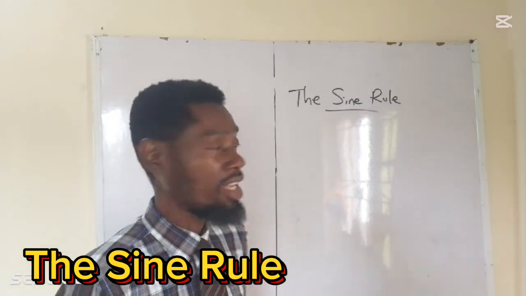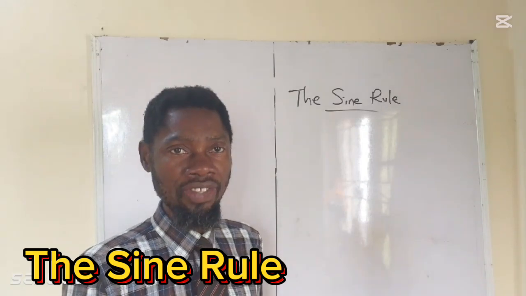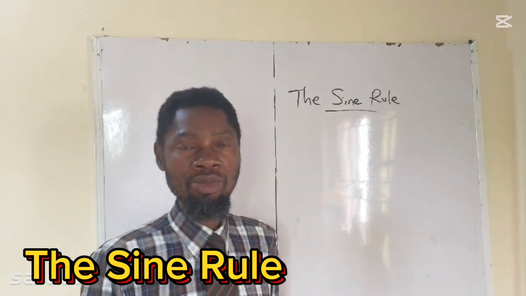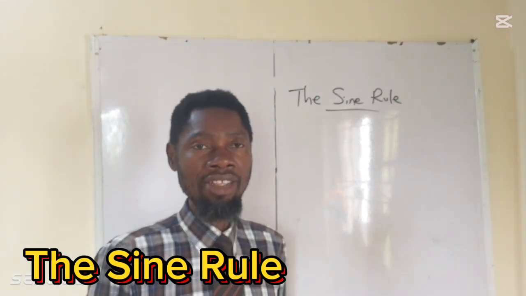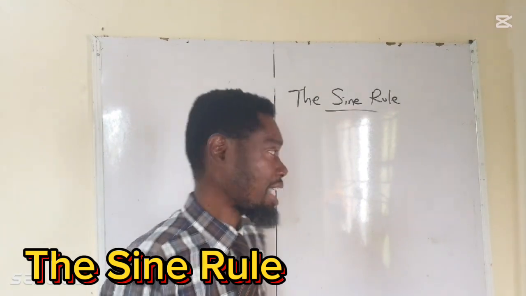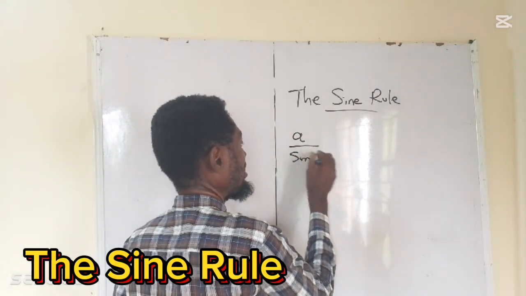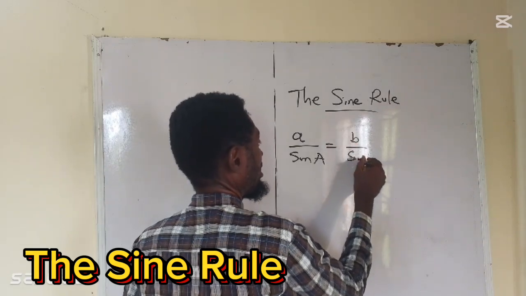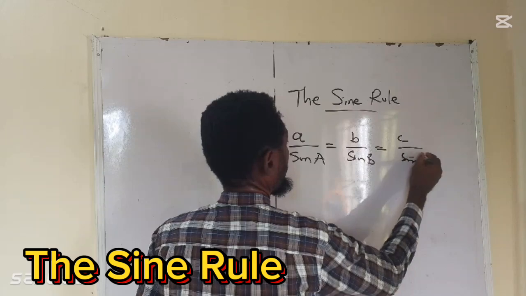The rule states that given a triangle ABC with sides small a, small b, small c, with included angles A, B, and C, the side a over sine A is equal to the side b over sine B, which is equal to the side c over sine C.